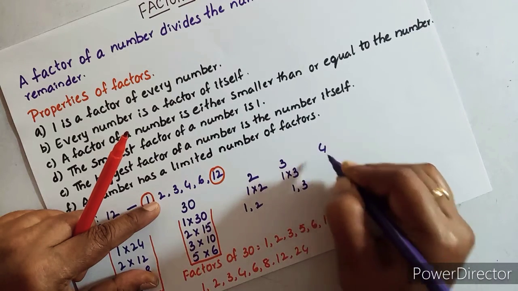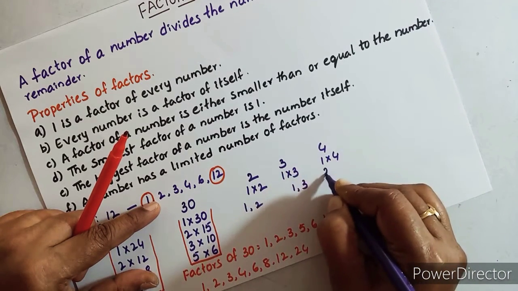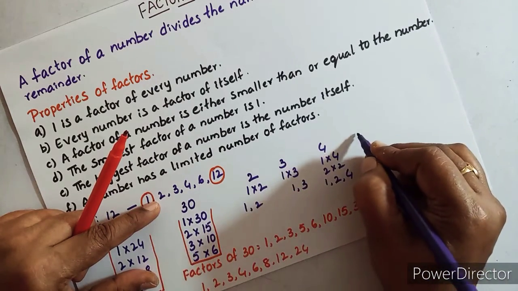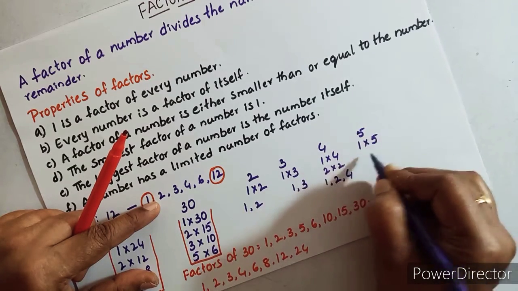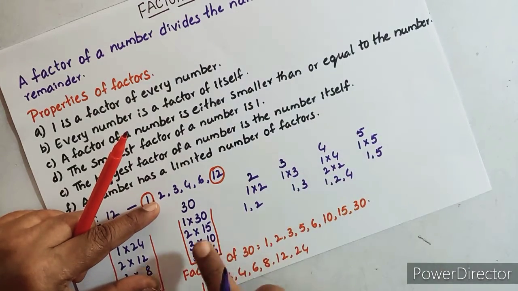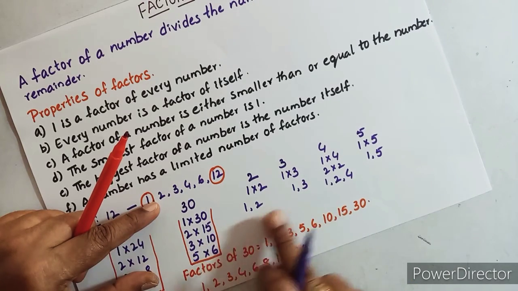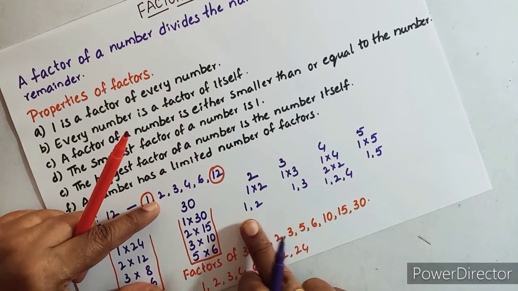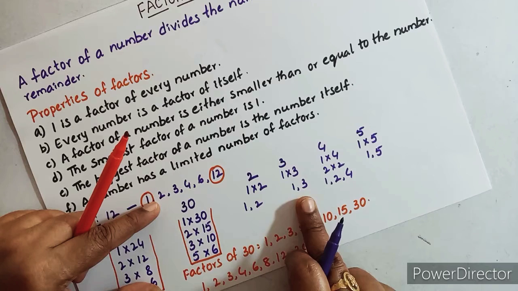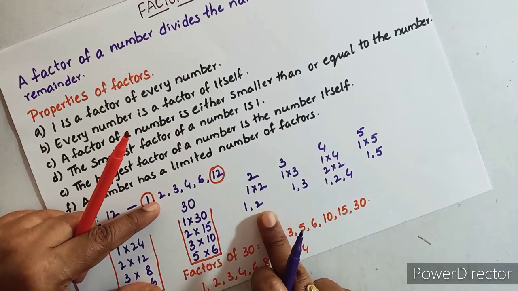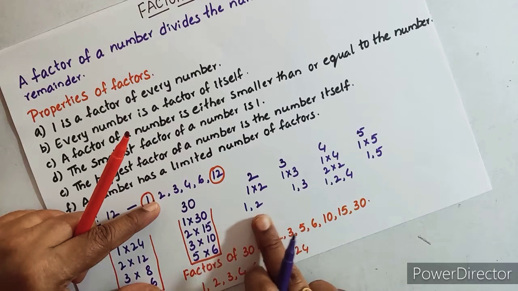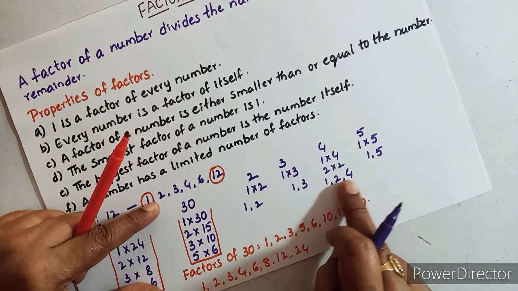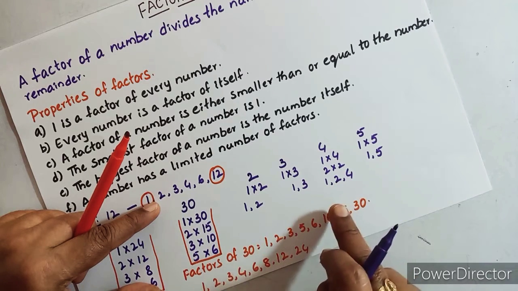And what about 4? 1 into 4 we can write and 2 into 2 you can write. So factors of 4 are 1, 2, 4 and factors of 5, 1 into 5. So here factors of 5 are 1 and 5. So when you look at these numbers, some numbers are getting only 2 factors and some numbers are getting more factors. So the numbers which are getting only 2 factors, that means 1 and itself, such numbers are called prime numbers. And the numbers which are getting more than 2 factors, these are called composite numbers.